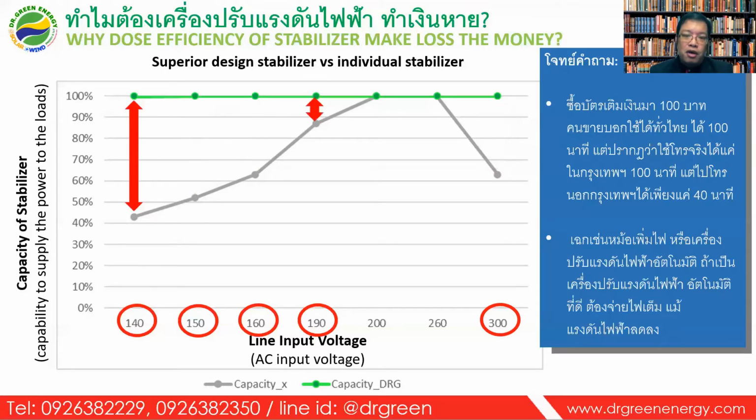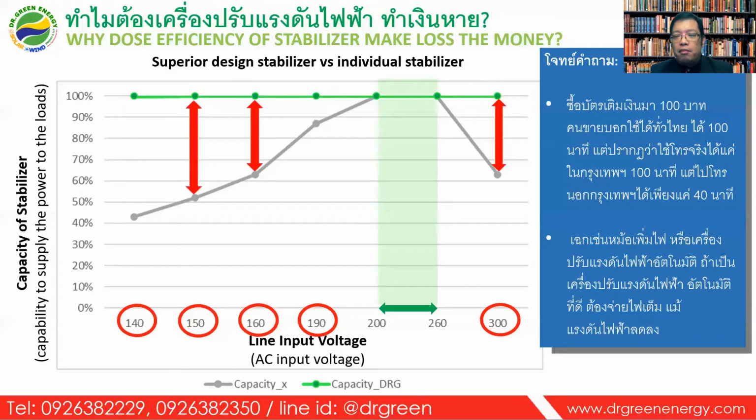So in this case, it is very important for you, the key factor for you to choose the stabilizer. All right. So in the case that a stabilizer can work only at 200 to 260 volts with the committed capacity, but outside of this range, outside of the green area, your stabilizer capacity drops. It should not happen like this if you buy a good stabilizer.